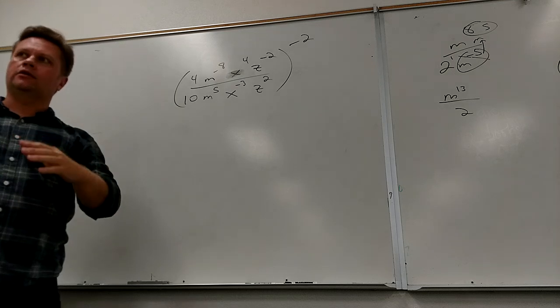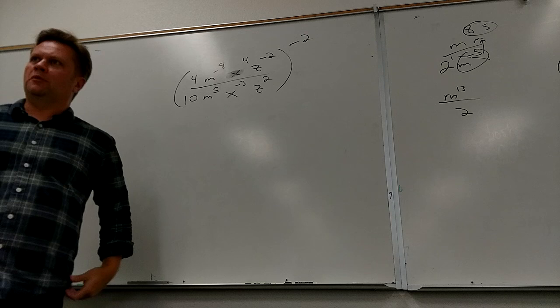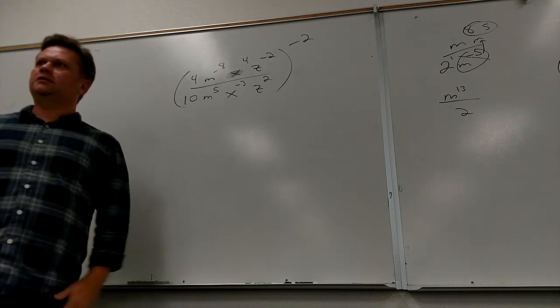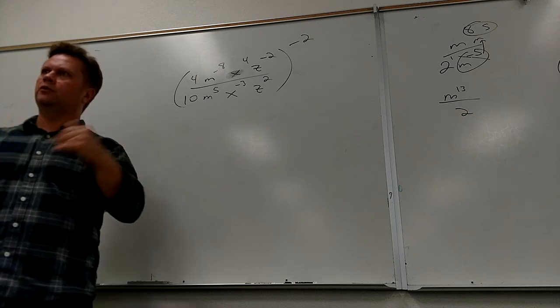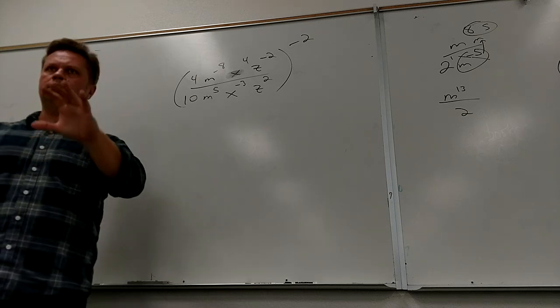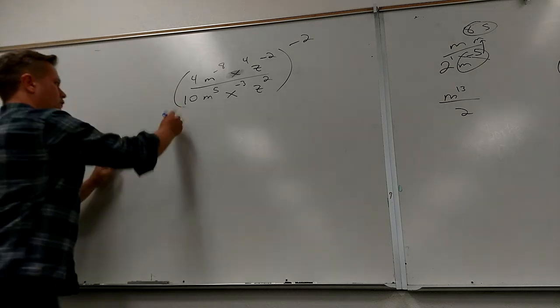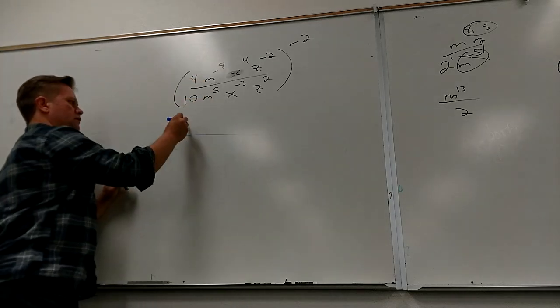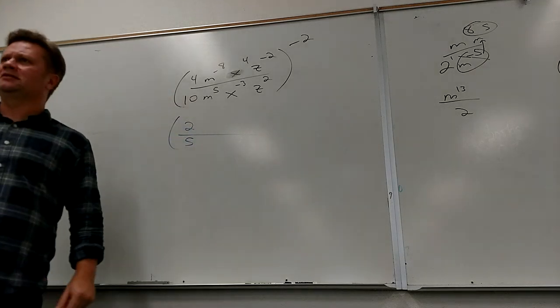The way I look at this problem is, it is 4 over 10. That is what the problem is at the moment. That's easy. So, I'm not trying to come down on you if you have trouble with these kind of problems. Break it into parts. Do the numbers, and then do the letters, right? So first thing I would do is, 4 over 10 becomes 2 over 5.